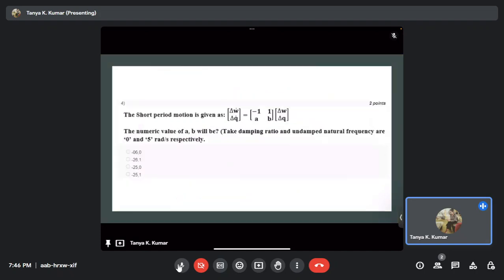Let's go to the next question. The short period motion is given by, again they've given you an equation. The numeric values of A and B will be taking damping ratio and undamped natural frequency as 0 and 5. Damping ratio, eta is 0 and natural frequency is 5 radian per second. Again find the characteristic equation, equate it to a typical second order equation where values of eta and omega n are given, and find out the values of A and B. The same type of questions. Try doing it.